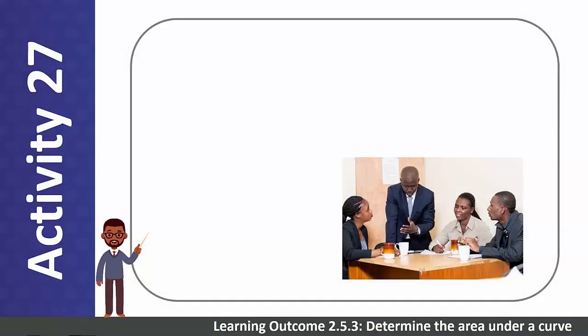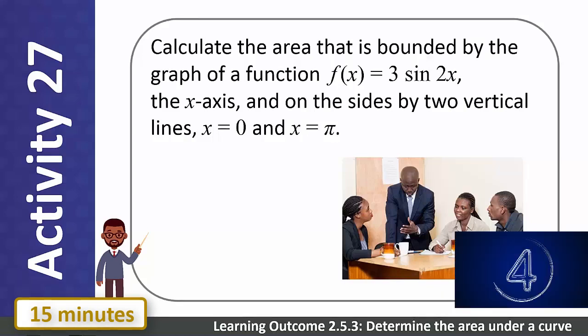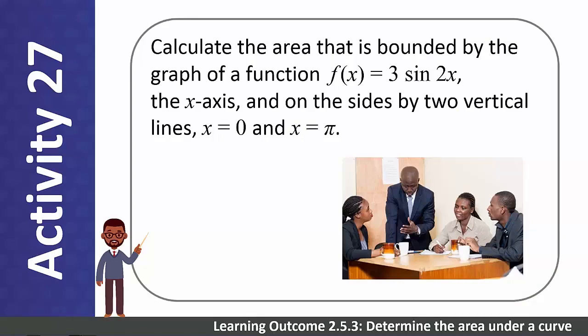Now let's try an example in groups. Calculate the area that is bounded by the graph of a function f of x equals 3 sine 2x, the x-axis, and on the sides by 2 vertical lines x equals 0 and x equals pi. Let's watch a lecturer work through the solution to the activity.